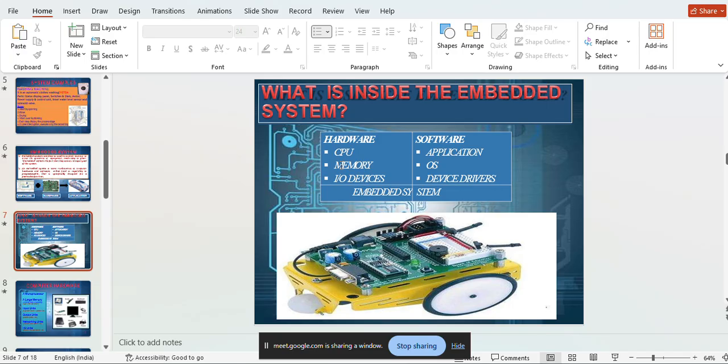Next are the IO devices. IO devices are nothing but input output devices, which you will interface with the microcontrollers. These are the hardware parts.